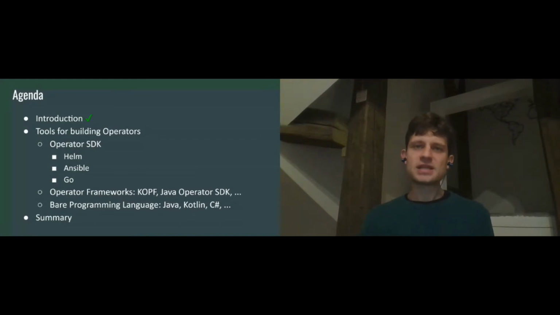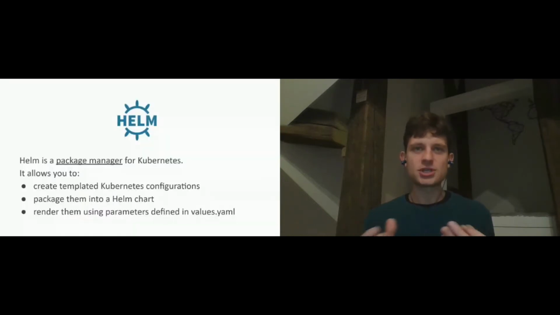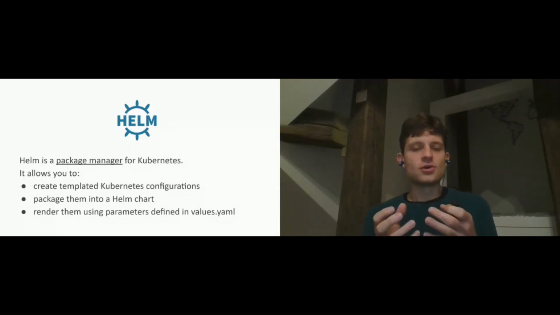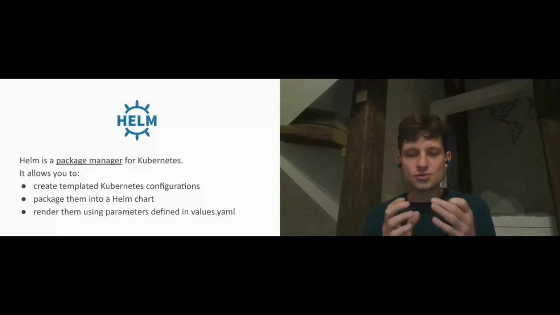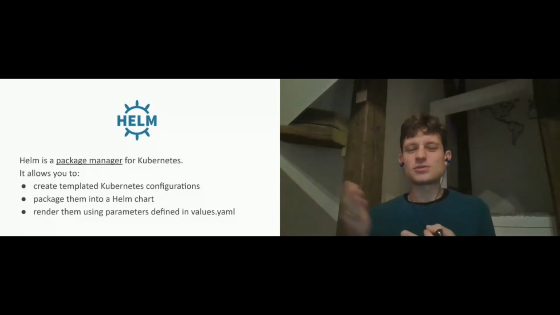Helm is a package manager for Kubernetes. It allows you to create a set of templated Kubernetes configurations, package them into a Helm chart, and then render them using parameters defined in values YAML. Helm is super simple because what you need to know to use Helm is actually just to define Kubernetes configurations. That's it.